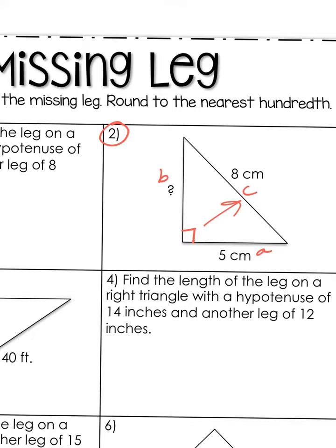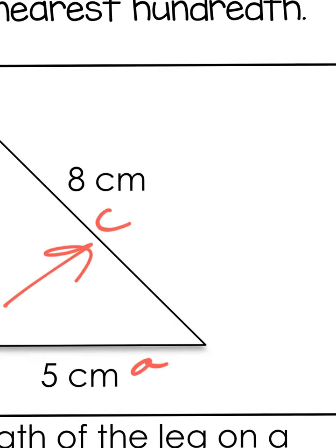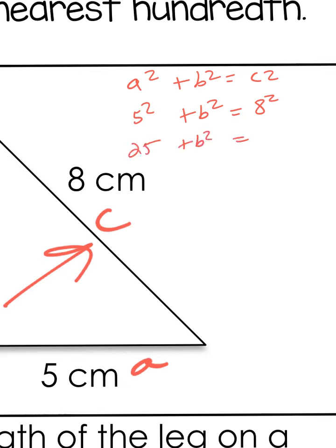So how do you solve a problem like this? Well, what you do is, and I'm going to make this a little bigger, you go ahead and write your Pythagorean theorem equation. A squared plus B squared is equal to C squared. A is equal to 5, so 5 squared. I'm going to put what I know. I don't know what B squared is, but I do know what C squared is. So 5 squared is 25. I still don't know what B squared is. 8 squared is 8 times 8, which is 64.